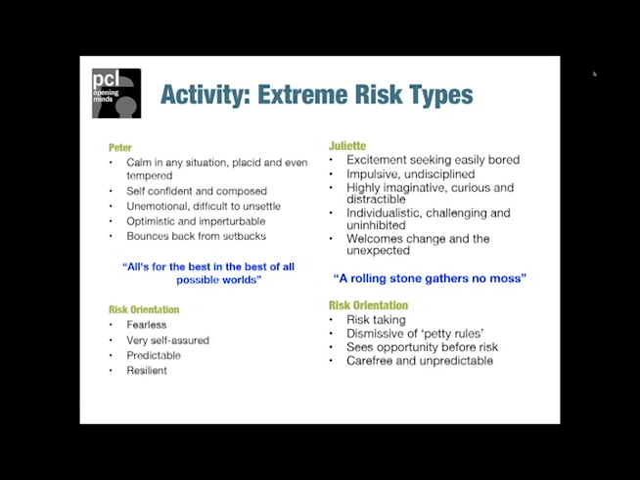Juliet's the excitement-seeking, easily bored, impulsive and undisciplined. So this highly imaginative person can also be a great contributor, but also a bit difficult to get on with in other circumstances. Henry is the person who's very detail conscious and systematic, so obsessively organizing.